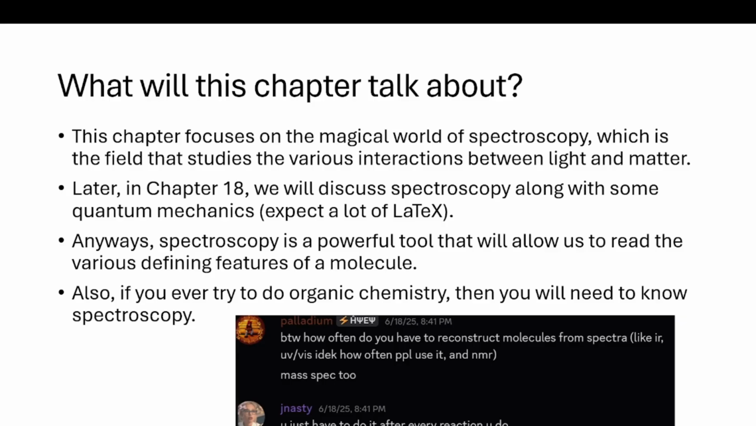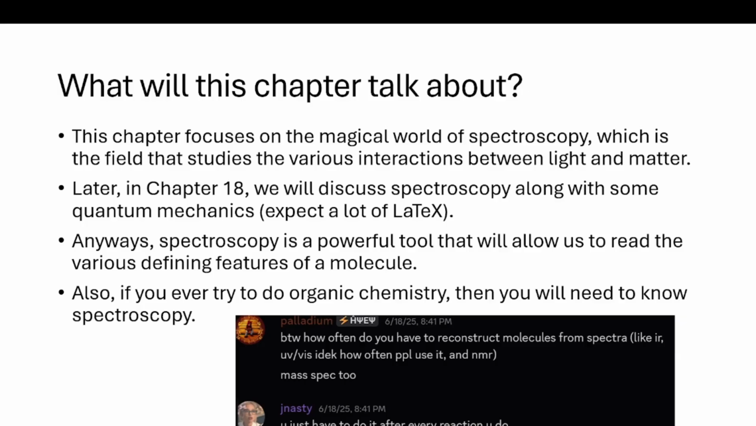So what exactly will this chapter talk about? This chapter will focus on spectroscopy, which is a field that studies interactions between light and matter. We'll do some more studying on this later in chapter 18, where we'll use quantum mechanics to explain how spectroscopy works. The whole reason we do spectroscopy is because it allows us to read the various features of a molecule. Think of it as a molecular fingerprint.